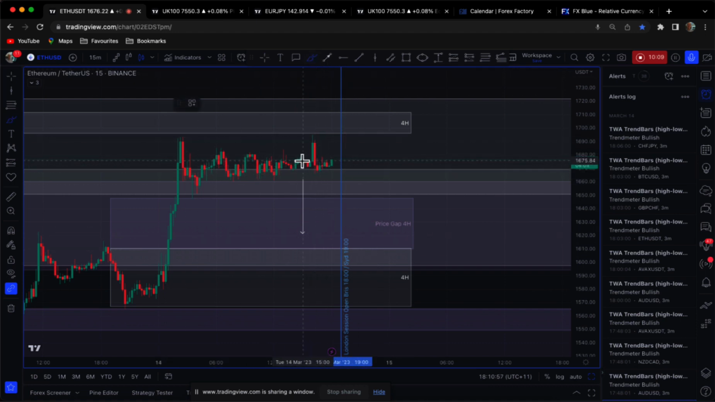I'm not interested in buying at this level. I would rather let it go. But I am interested in a counter trend, the retrace back down. Here's our levels right here. This is my target, the high of this 4-hour order block here through this gap, right?